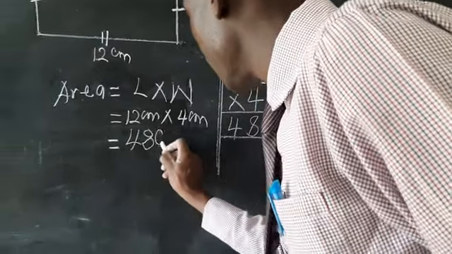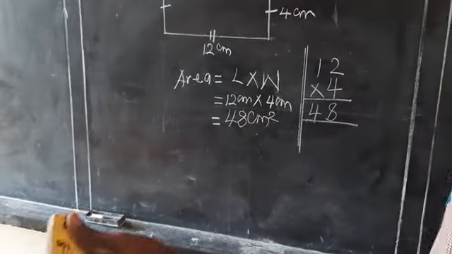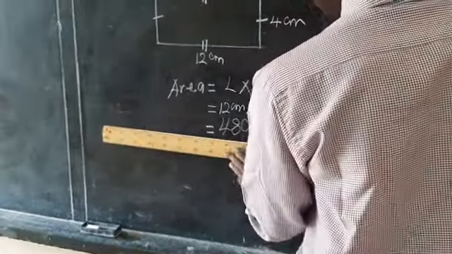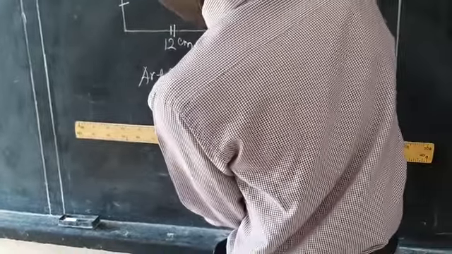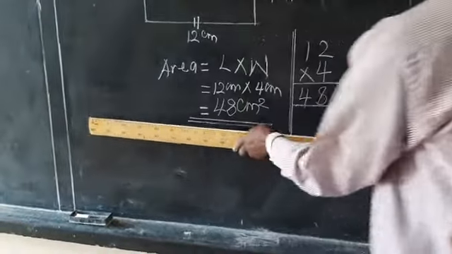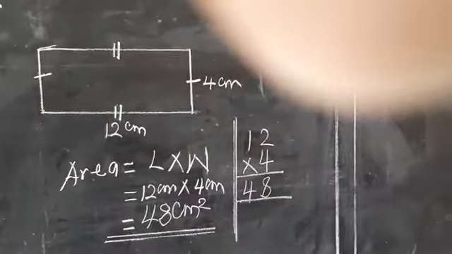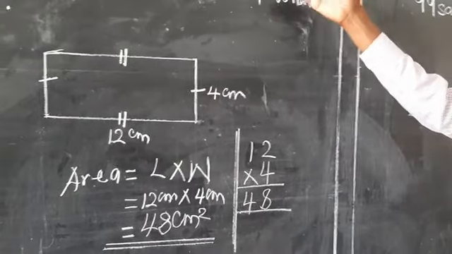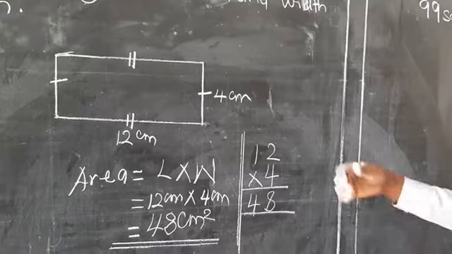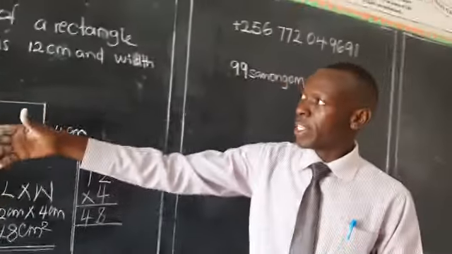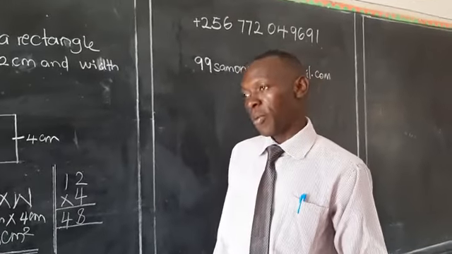48 centimeters squared. You have multiplied two centimeters. Then you underline your answer in that form. That one will mark the end of finding the area of a rectangle. Okay? So, in case you need to find the area of a rectangle, these two methods will always guide you to get it. Are we there?